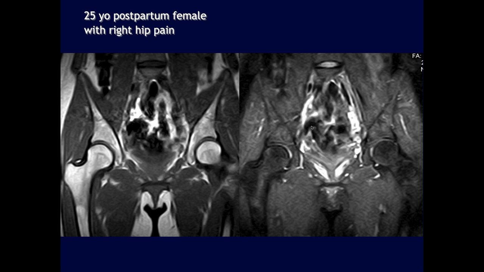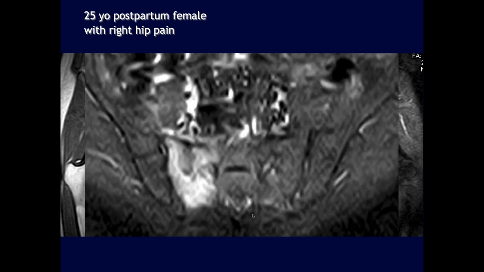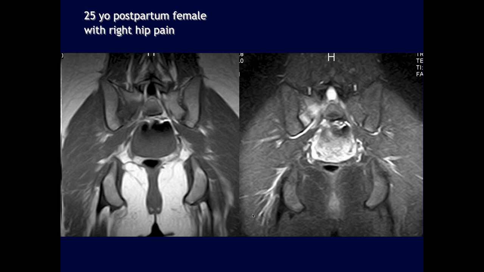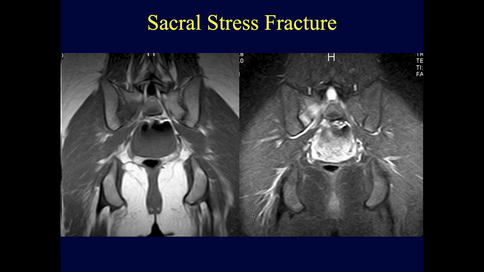Michael. 25-year-old postpartum female with right hip pain. But don't forget, you can get pain in the back too. Okay, so looking at the right femur, I see some linear increased STIR signal. I don't know if that's real. Yeah, going through there. And now you're showing us the sacrum, with markedly increased STIR signal throughout the right sacral ala, concerning for a fracture.